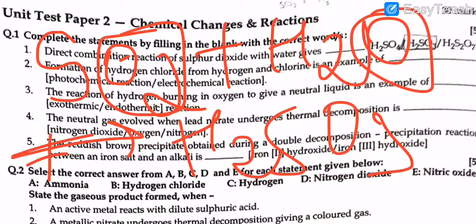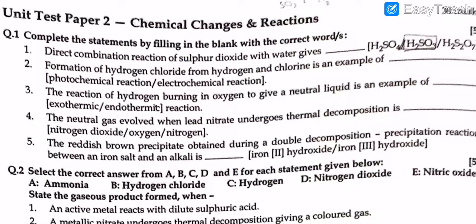Then you have question number 2. Formation of hydrogen chloride from hydrogen and chlorine is an example of a photochemical reaction. Why? Because there is an absorption of light energy, right? So it is an example of a photochemical reaction. Take that option. Fine.